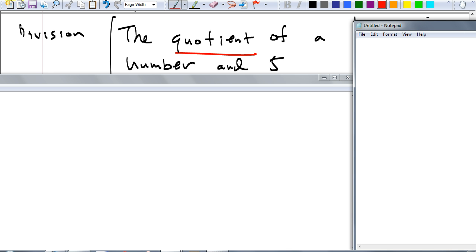So the quotient of a number and 5. Oops, I keep forgetting to unfreeze these things, sorry. The quotient of a number and 5, okay? What would this look like if you translate it as an expression? Kevin, what do you think? The quotient of a number and 5. Uh-huh.